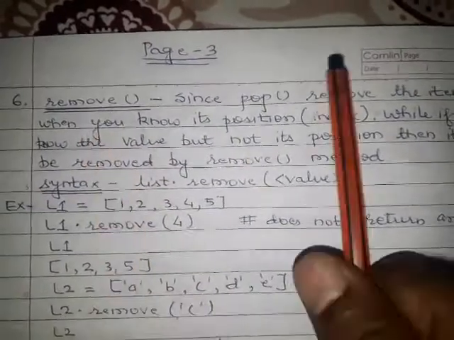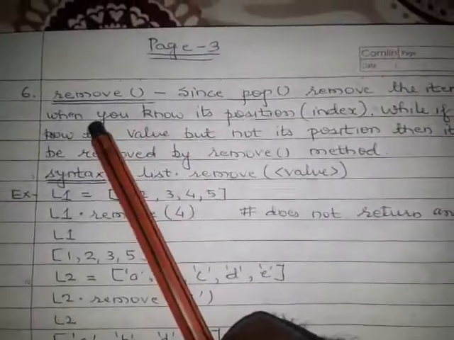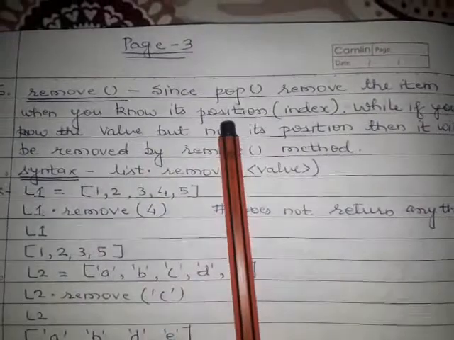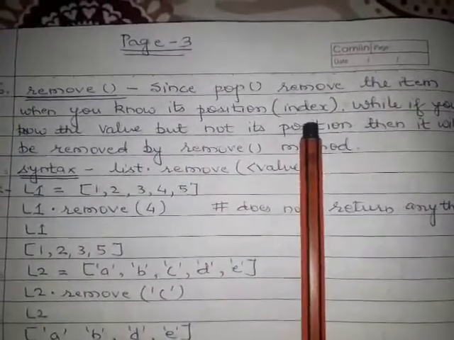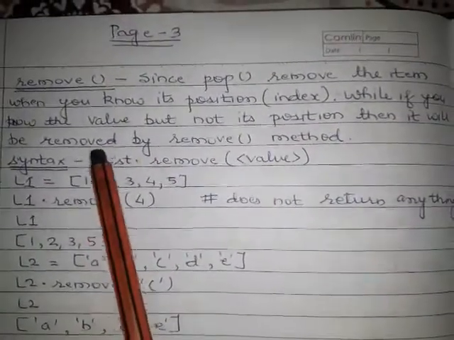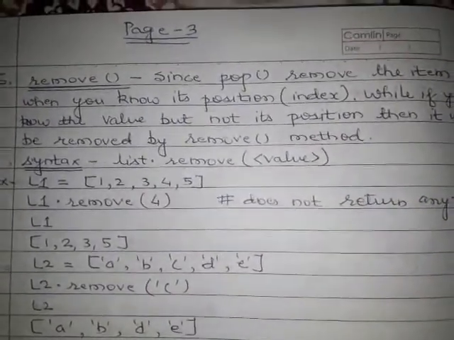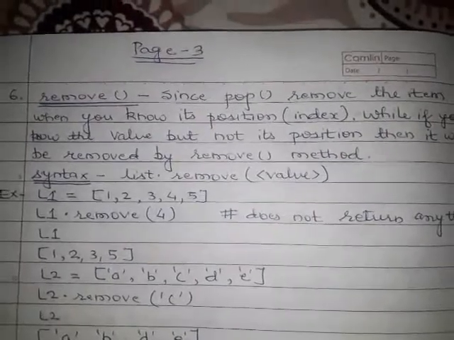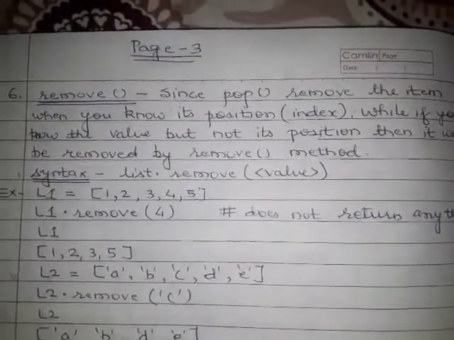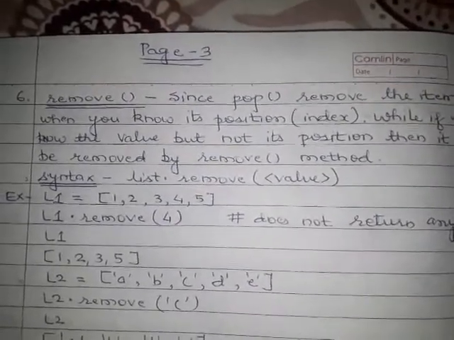Another method is the remove method. Remove and pop: previously we studied pop. Pop removes an item when you know its position, meaning its index. But if you know the value but not its position, then the item is removed by the remove method. With the help of the remove method, you are able to remove items whose index you don't know but still want to remove.